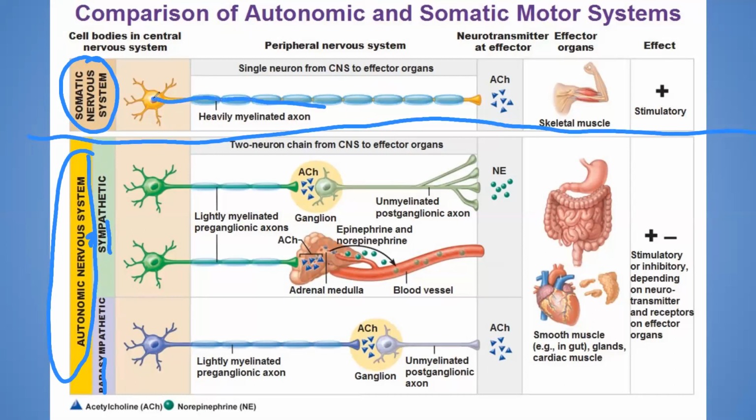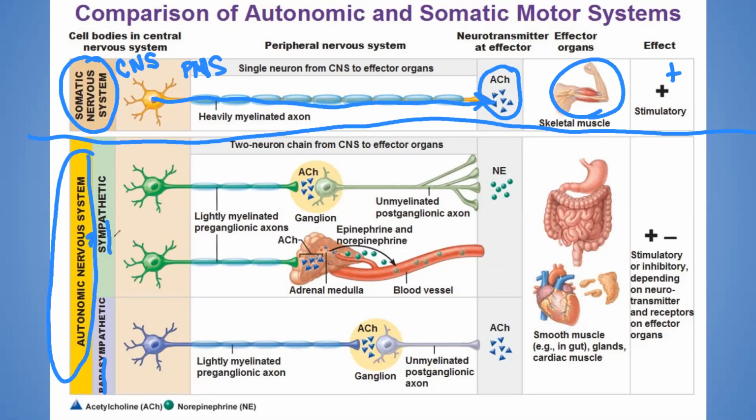We're going to have a one-way flow of information down a neuron. We're typically going to be using acetylcholine. This is probably going to be our CNS here, so our central nervous system, converting that into our PNS, or our peripheral nervous system. And it's going to affect muscles, and it's going to be mostly stimulatory, so excitatory.